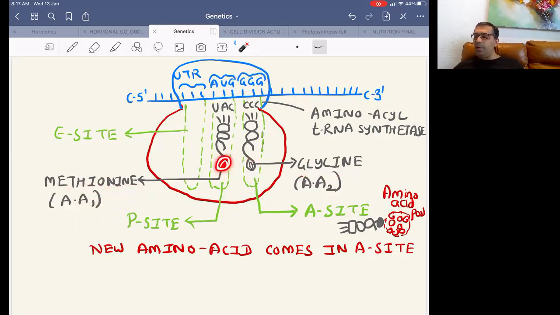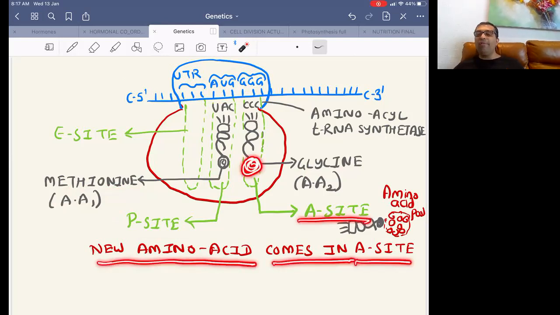Methionine कौन से साइट पे आया है? Methionine has come towards the P site. And new amino acid glycine. Glycine comes at which site? Glycine comes at A site. So new amino acid always comes in the A site.